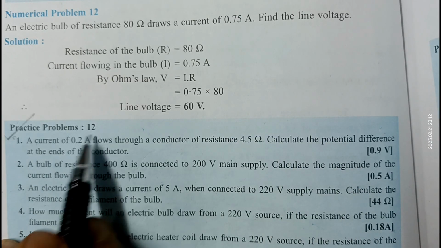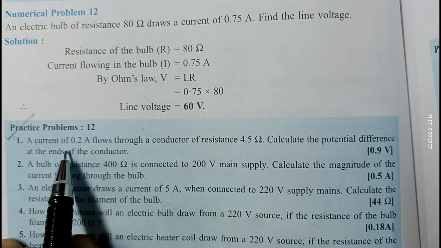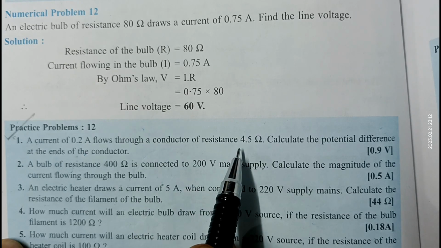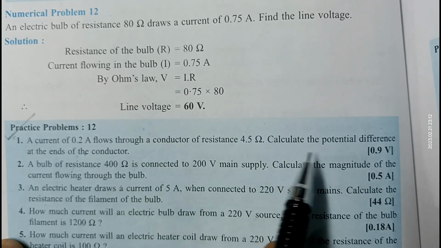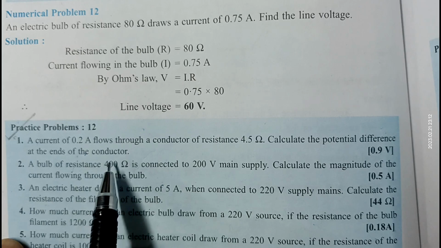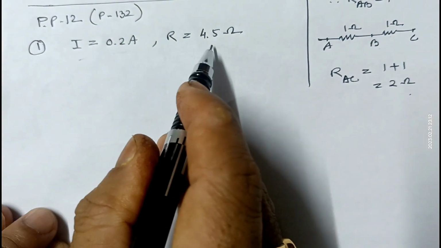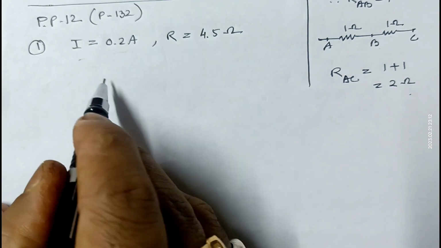In practice problem 12, the first question is, a current of 0.2 ampere flows through a conductor of resistance 4.5 ohm. Calculate the potential difference at the ends of the conductor. Here current is 0.2 ampere and resistance is 4.5 ohm. We have to find the potential difference.